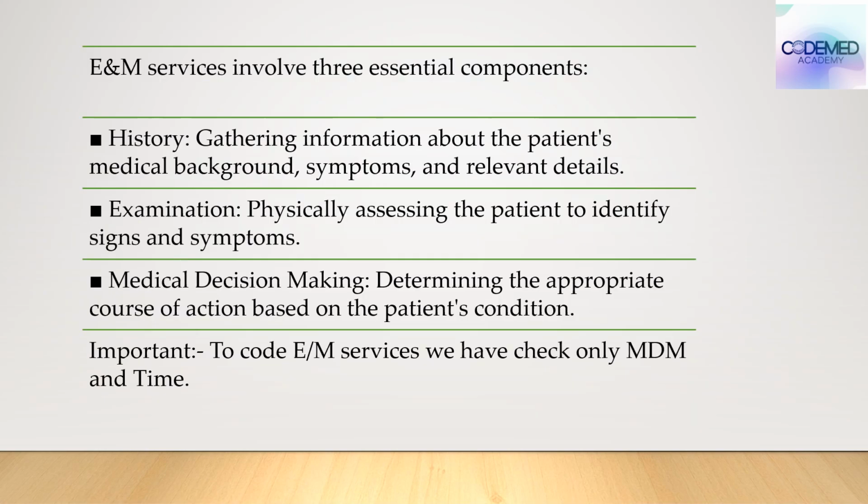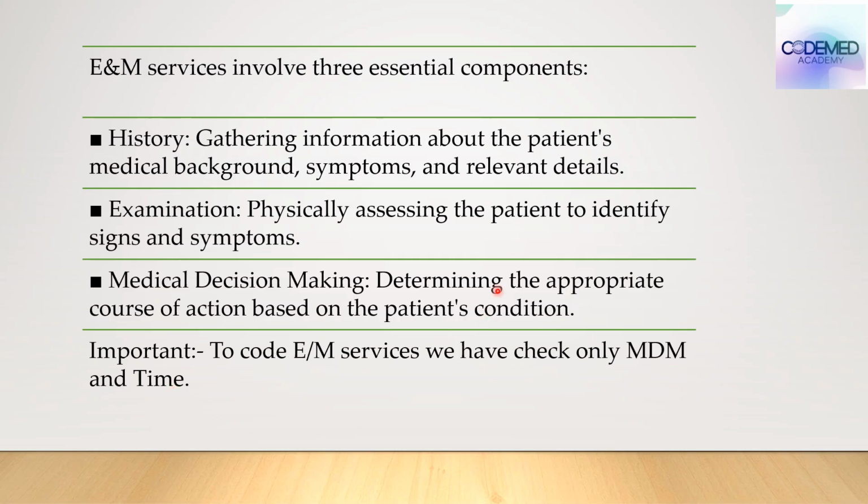Now, let us understand what the E&M service mainly consists of. It mainly consists of the history, exam, and medical decision making. What is history? It is gathering the information about the patient's medical background, symptoms, and relevant details. Then the examination is physically assessing the patient to identify the signs and symptoms. And this is very important, that is medical decision making. It is determining the appropriate course of action based on the patient's condition. Now, to code the E&M service, we have to check only the medical decision making and the time.